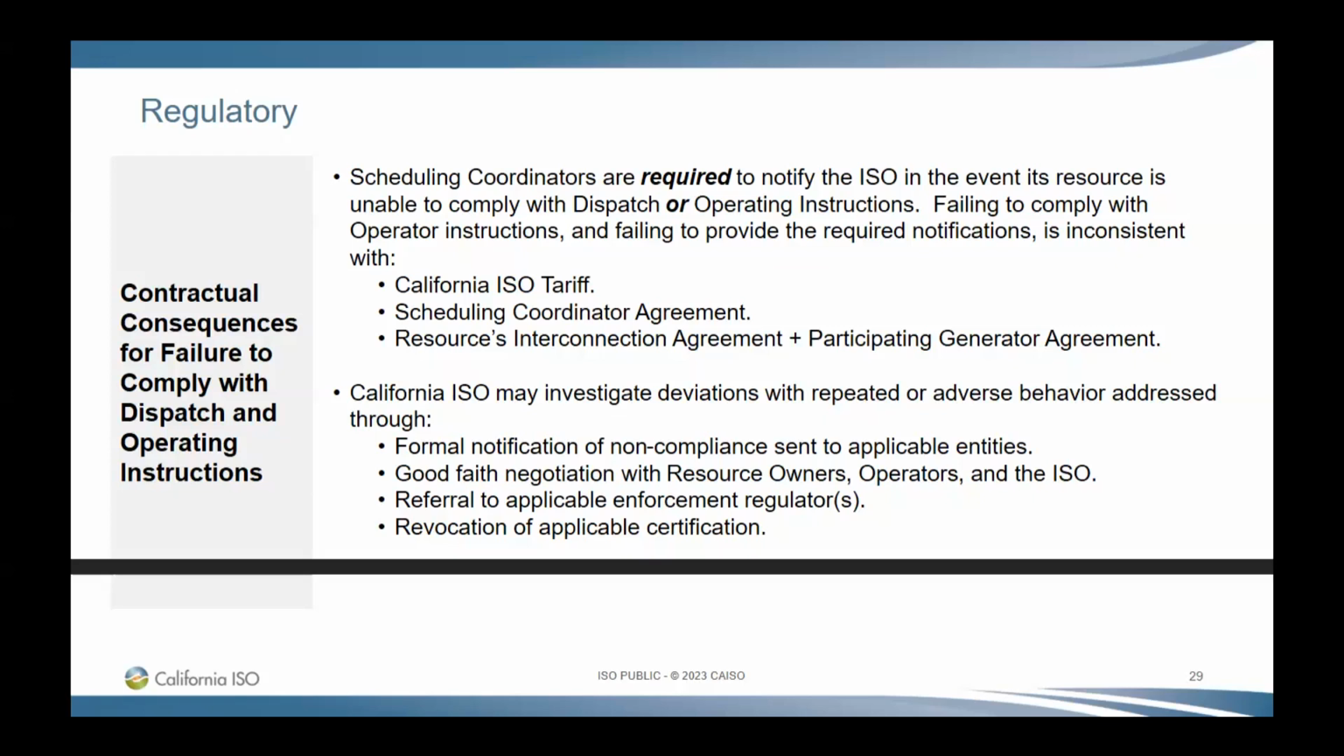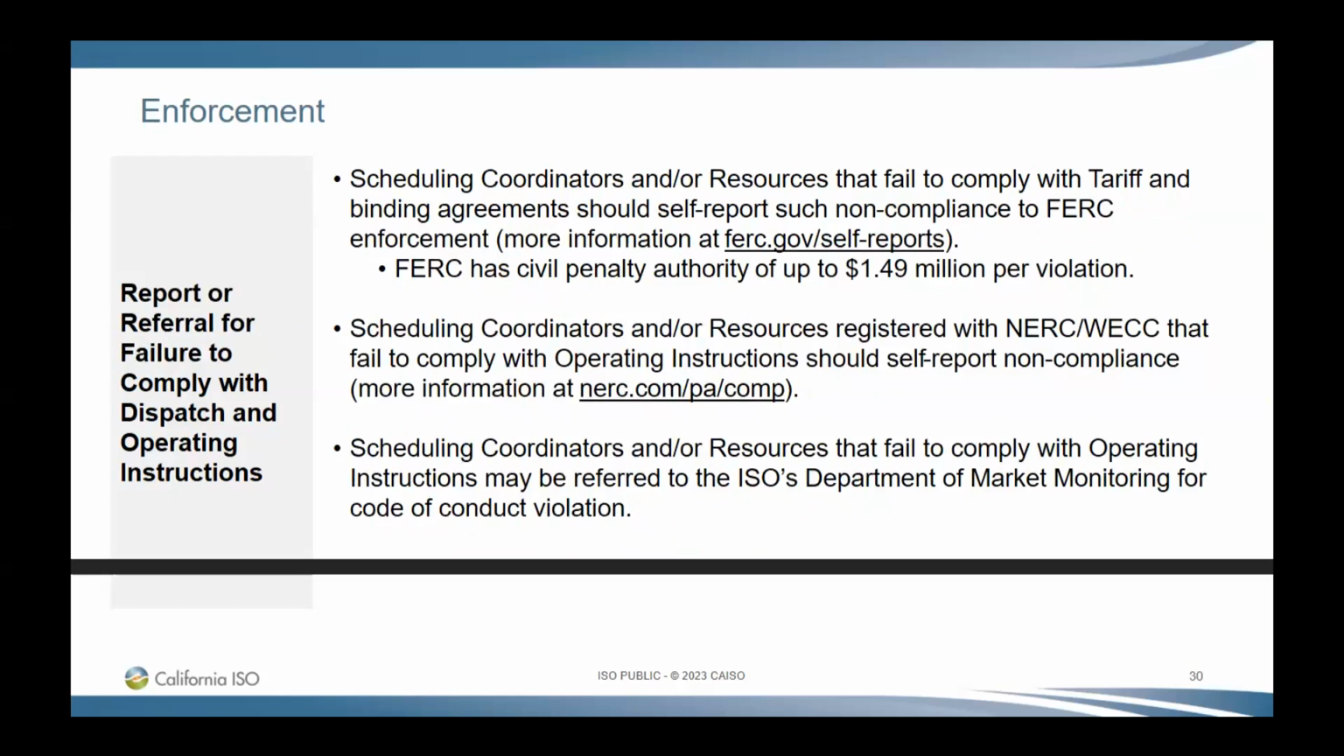So we want to work with you, but we want to make sure that it doesn't get to this point. So that's why that active management and monitoring of your resources and communication with the ISO is so critical. From an enforcement standpoint, the scheduling coordinators and or resources that fail to comply with the tariff and binding agreements need to self-report, and that would be to FERC. Also, if you're under the NERC WECC umbrella, then you would also need to self-report noncompliance to them if you fail to comply with the operating instructions.